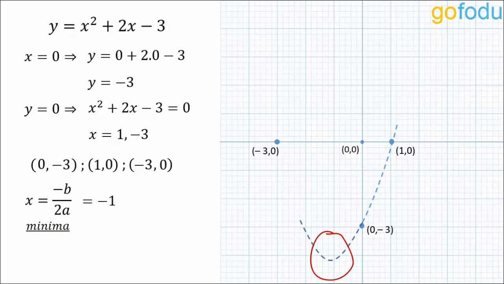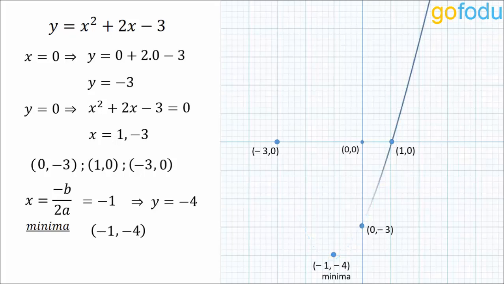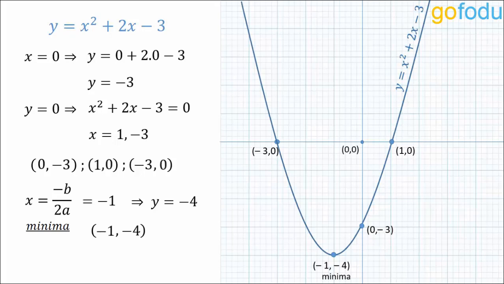Now either put this value back in original equation to get y, or you can use y is equal to minus d by 4a. So y will come out to be minus 4. So we have got a new point to plot now, minus 1 comma minus 4, this one. Right now our curve is not passing through this point, so let's make it pass. This is the graph of x square plus 2x minus 3.